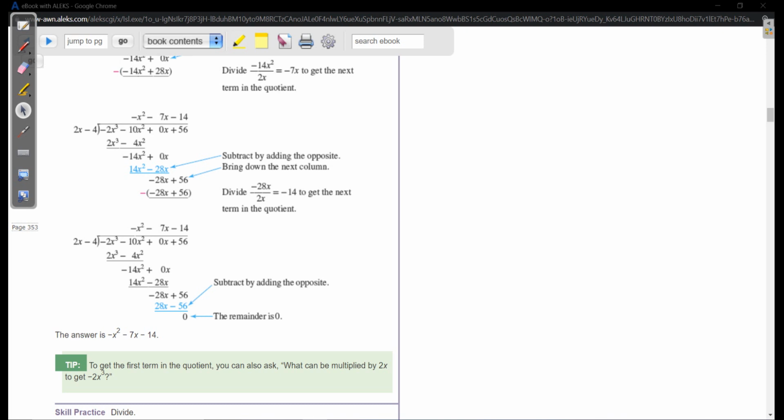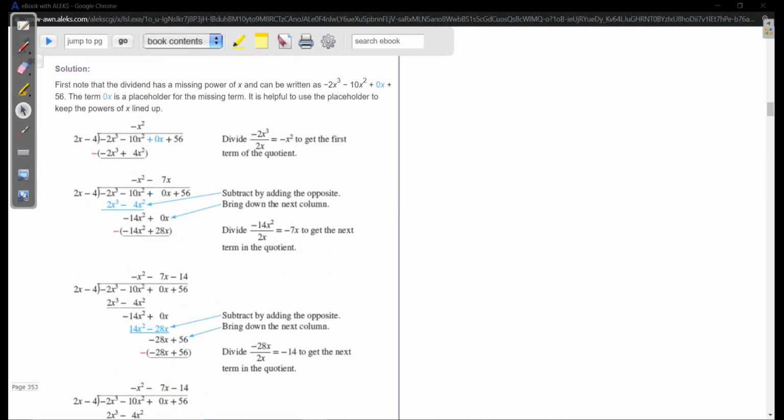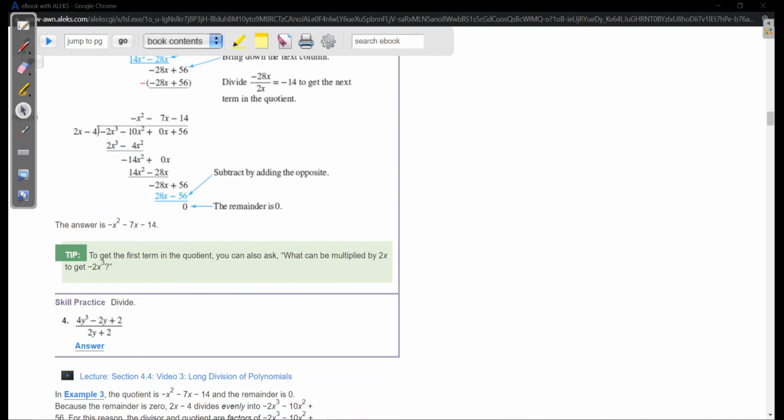The quotient is negative x squared minus 7x minus 14. Sorry, I don't know if y'all can see my mouse when I record. The remainder is 0. If you recall, it's quotient plus the remainder, which is 0, over the divisor. Well, 0 divided by anything is just 0. So my solution here is simply negative x squared minus 7x minus 14. This problem is pretty much the same as example 2, with the exception of having to fill in some gaps. The only difference is that we have a remainder of 0, and that's how you put your solution in.